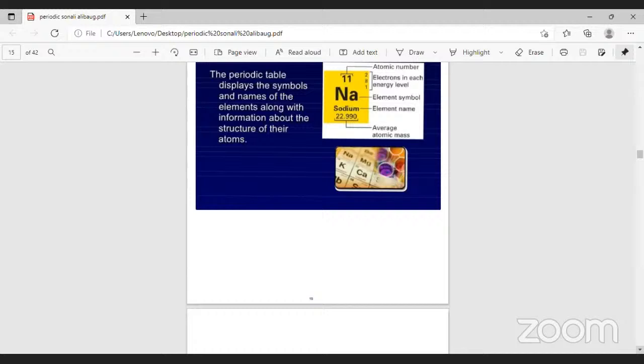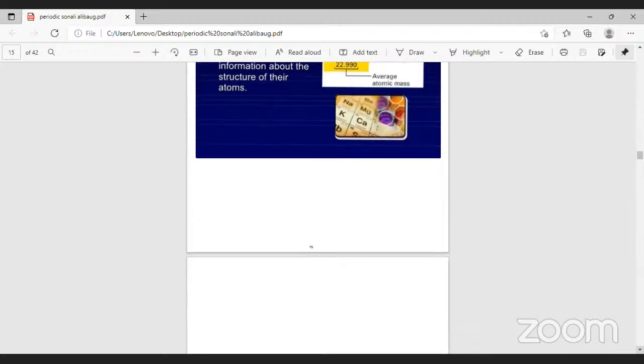So in first shell 2, then 8, then 1. The periodic table displays the symbols and names of the elements along with information about the structure of their atoms. Now you just go through that periodic table. Being a science student, being a chemistry student, it is possible to get periodic table in market. You just go buy it and keep it at your home, and you observe it, try to learn it, and ask different questions to your mind and try to get the answers. So here is the representative.